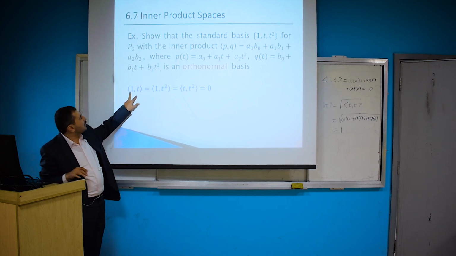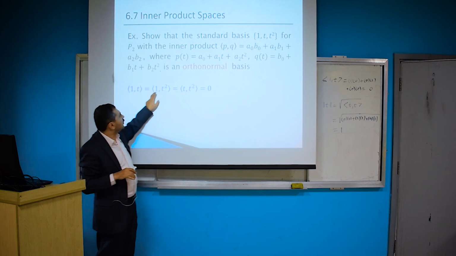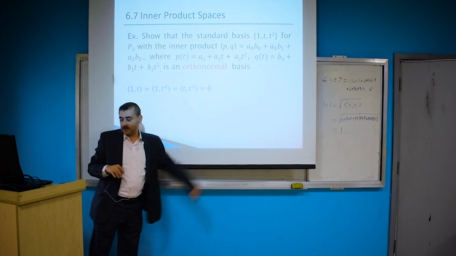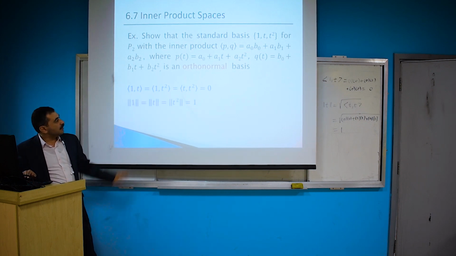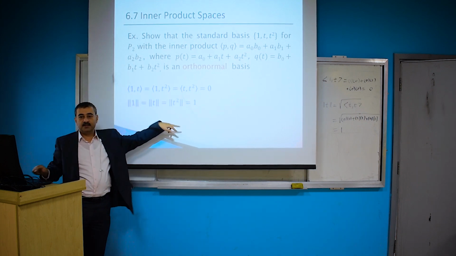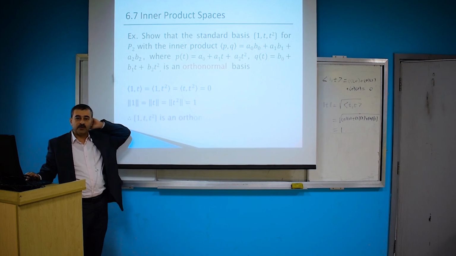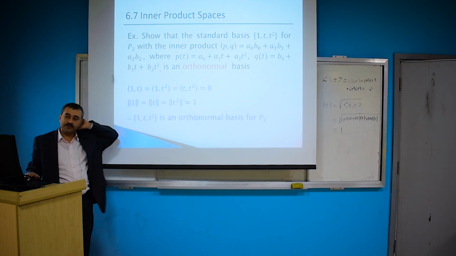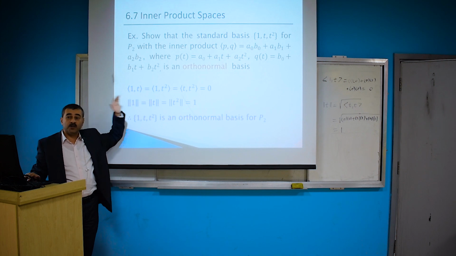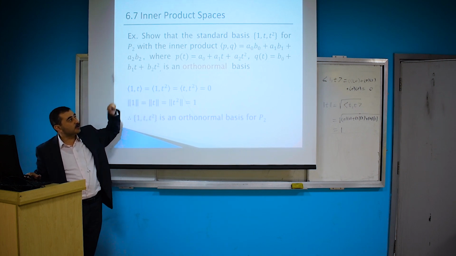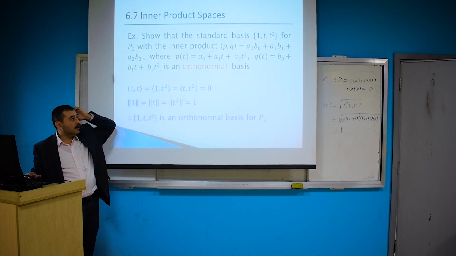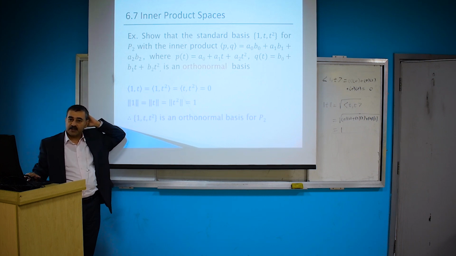So if you do the inner product between 1 and t square, t and t square, you'll get 0 for all. And the length for each one is 1. So they form an orthonormal basis for P2. Okay? This is one way to define the inner product between two polynomials in polynomial space.